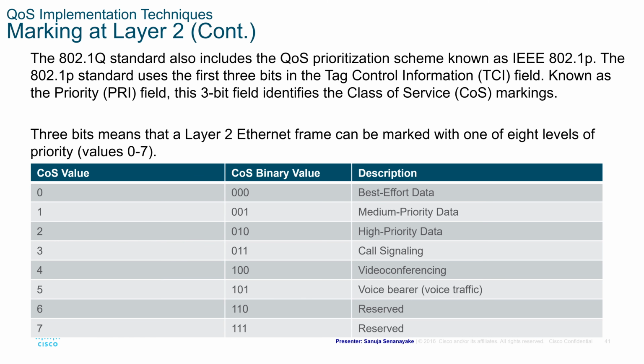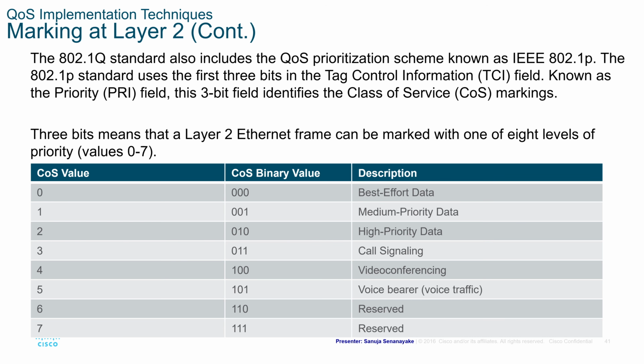The 802.1Q standard also includes the QoS prioritization scheme known as IEEE 802.1p. The 802.1p standard uses the first 3 bits in the Tag Control Information, also known as the TCI field, known as the priority or PRI field. This 3-bit field identifies the class of service, also known as the CoS marking.